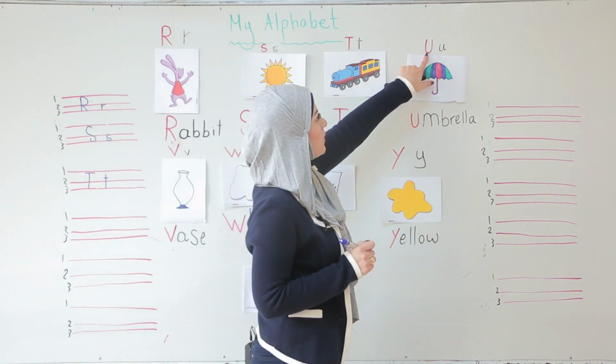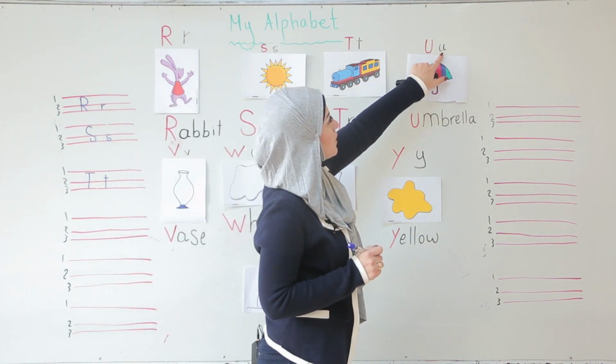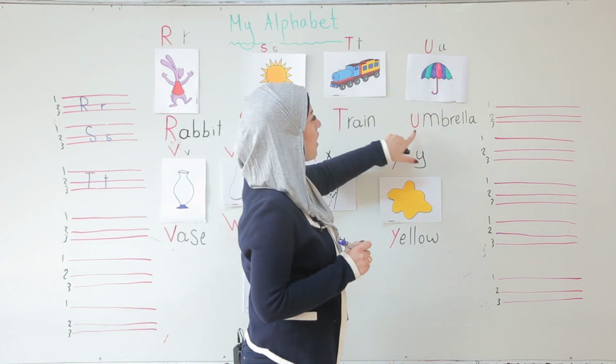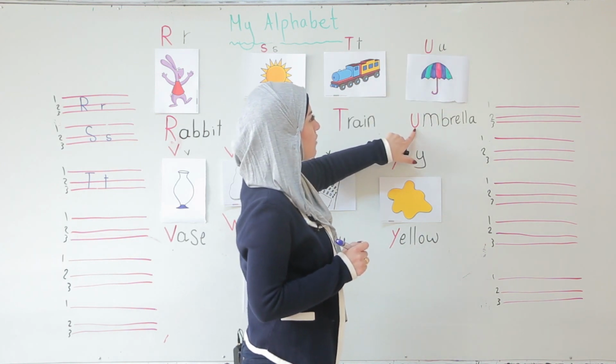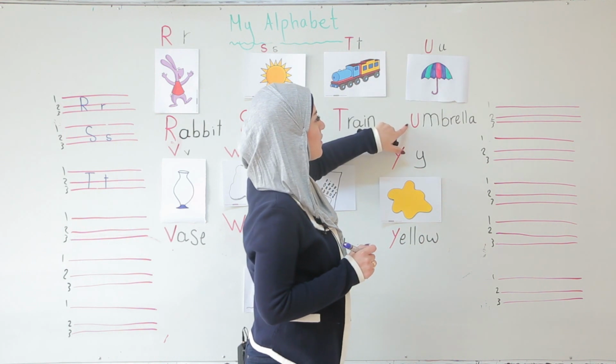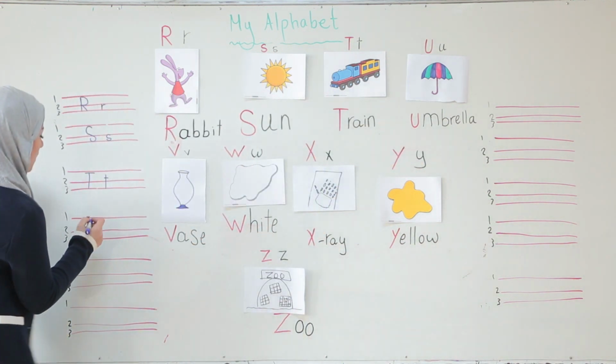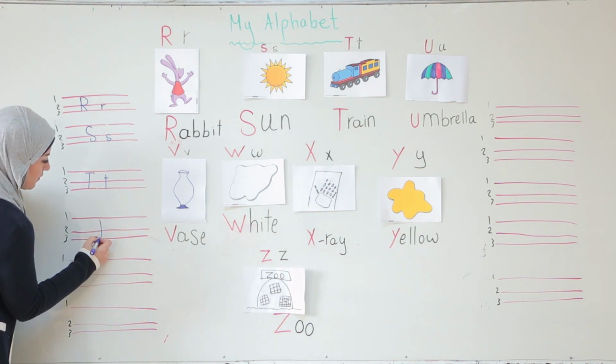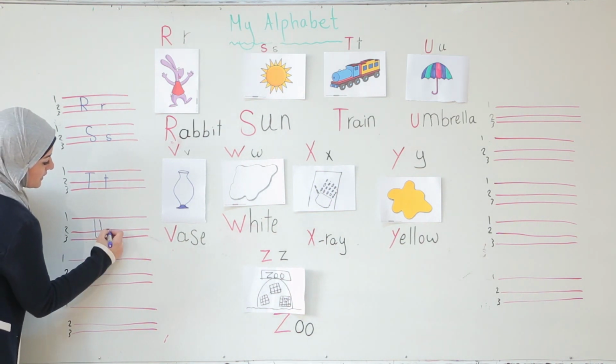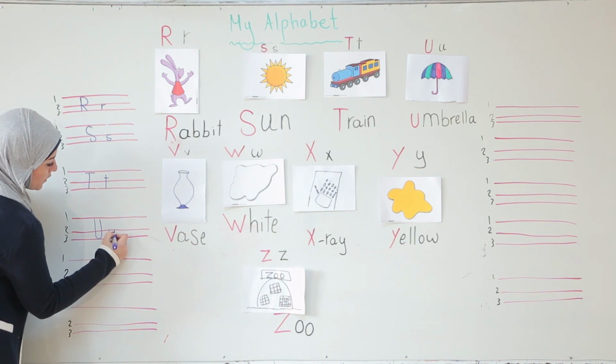Capital U, small u. U like umbrella. The sound of the letter U is U, umbrella. Capital U, small u between the lines.